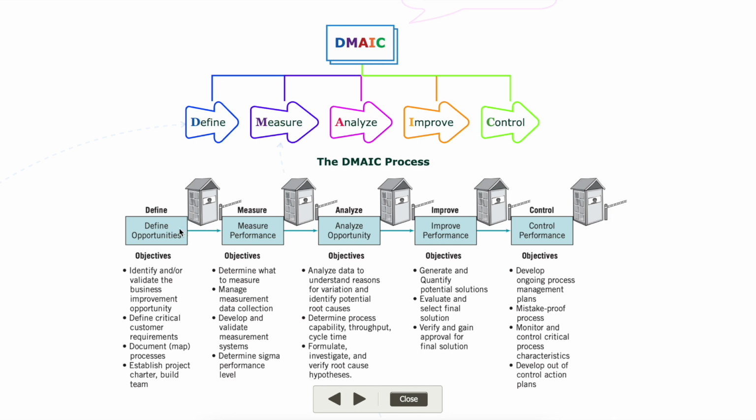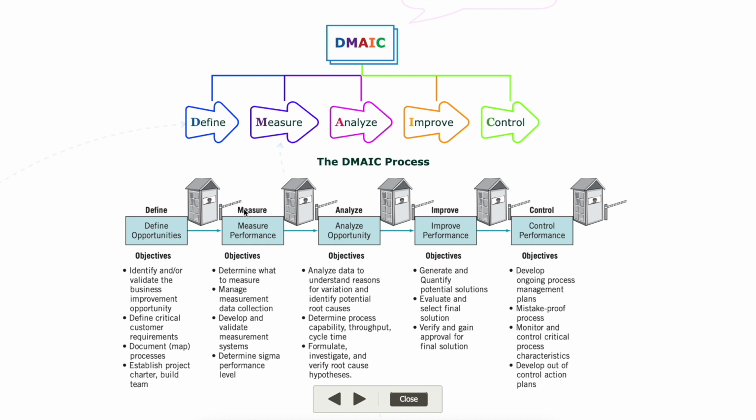For example, in the first step, which is define, the objectives of this step are to identify and/or validate the business improvement opportunity, define critical customer requirements, document and map processes, establish the project charter, and build a team. So when you complete this, you will arrive at a toll gate, and the project manager will see if all these objectives have been achieved or not.